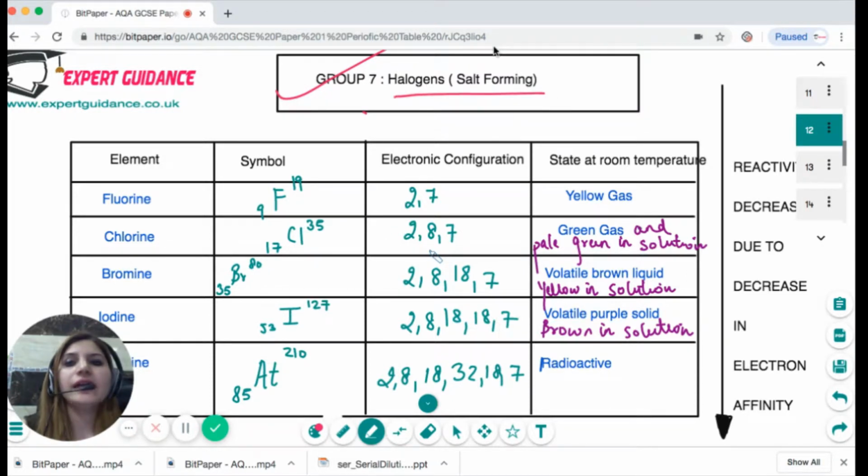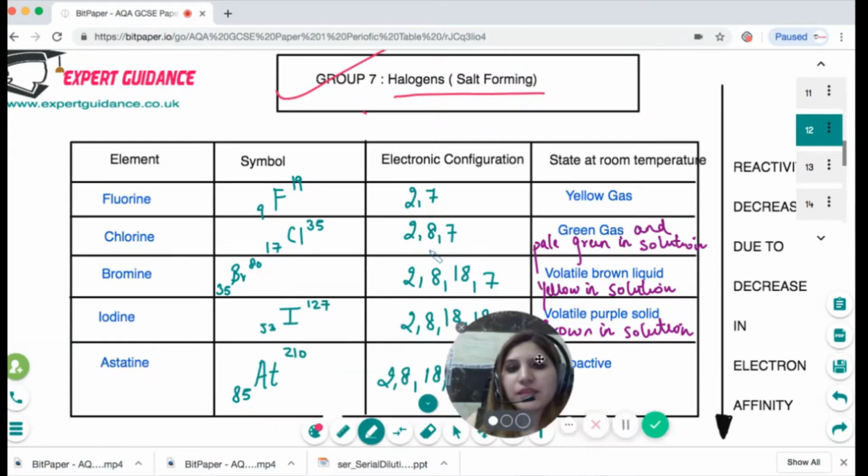Now, what is the electronic configuration of halogens? They all have 7 electrons in their outermost shell, and with 7 electrons in the outermost shell, they can easily gain 1 electron to achieve the full outer shell configuration. And when they gain this 1 electron, what will happen? They will form a -1 charge.